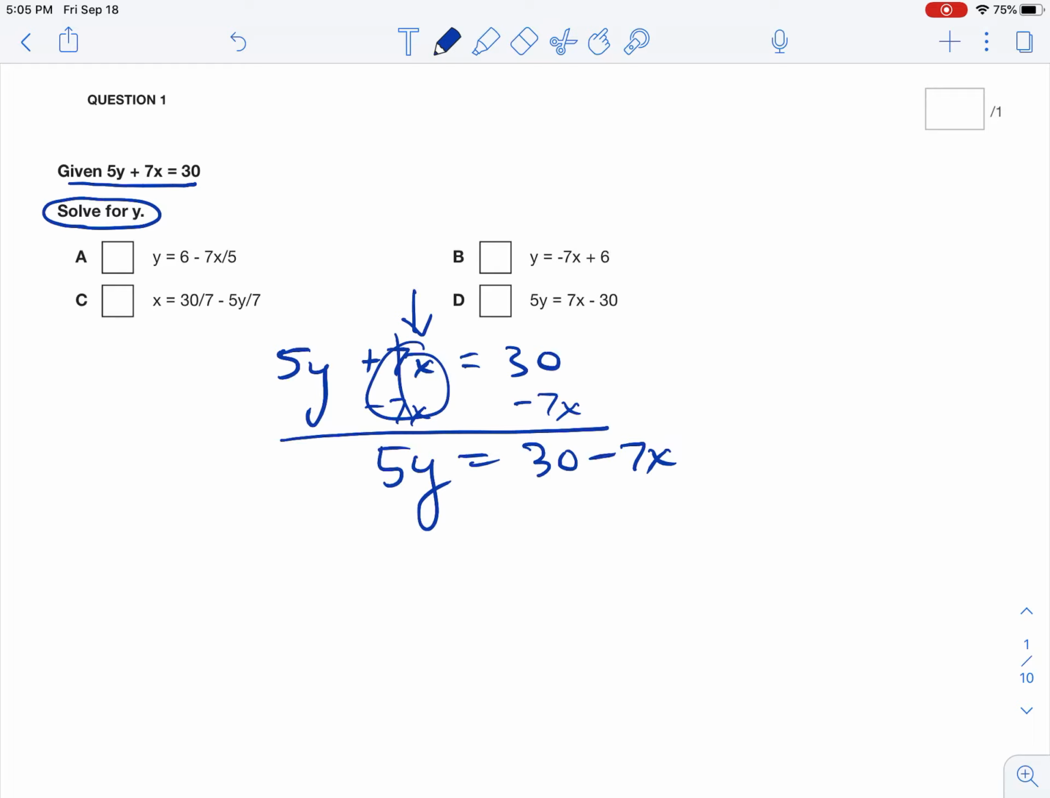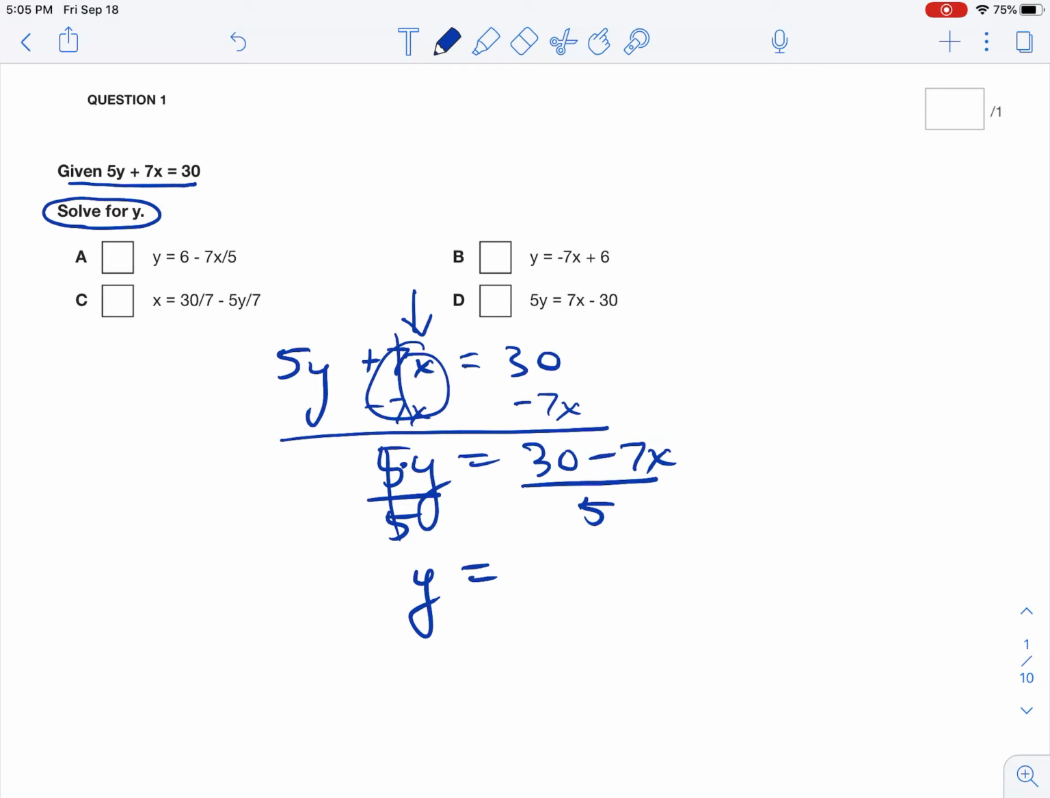And then the next step is, I notice this is 5 times y. There are 5 y's there, and I need to only have one y. So the way I do it is I think to myself opposite, inverse. I always do the opposite. So I divide by 5. And what ends up happening is y equals this thing over on the right.